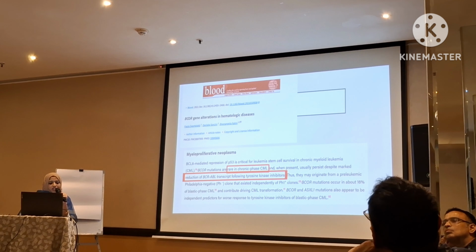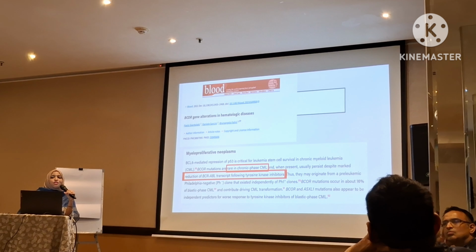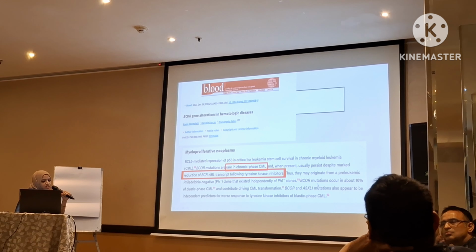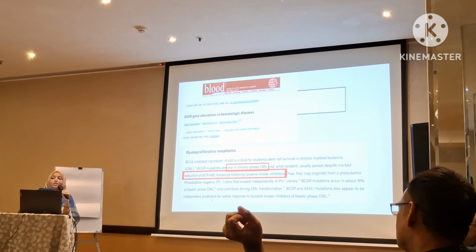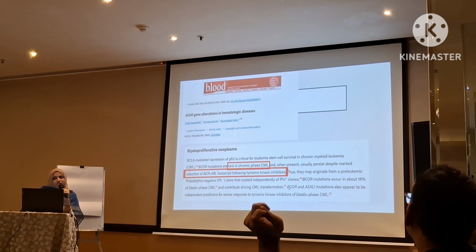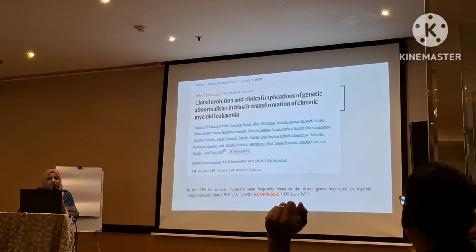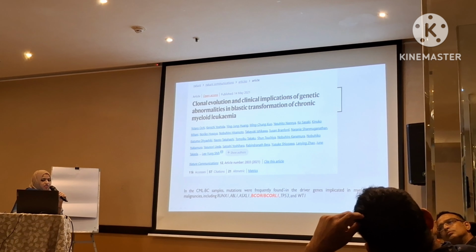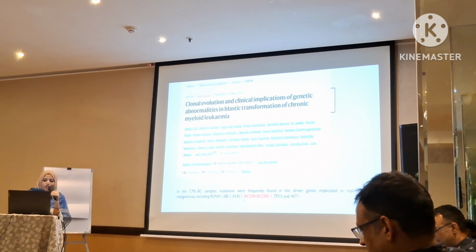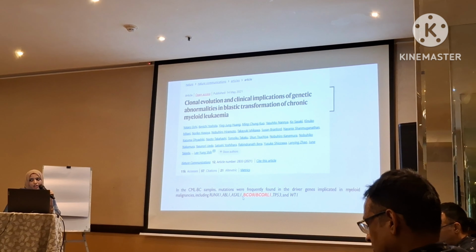And they have also said that BCOR mutations have contributed to driving CML transformation in those cases, and they also say that BCOR and ASXL1 mutations appear to be independent predictors for worse response to TKI in blast phase of CML. So again the same thing, clonal evolution and clinical implications of genetic abnormalities in blastic transformation of CML. Even here the authors suggest that frequently found mutations were all these genes, one among them was BCOR.